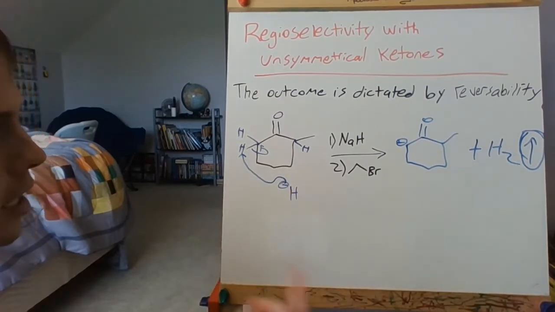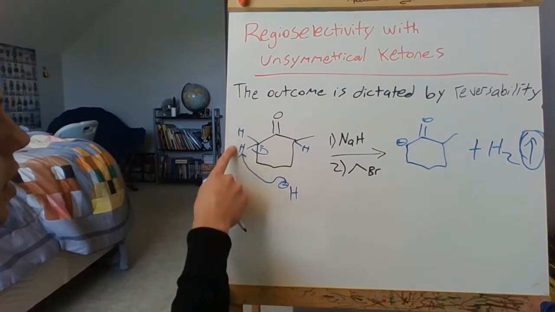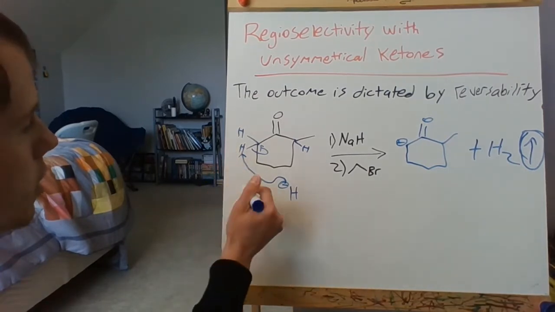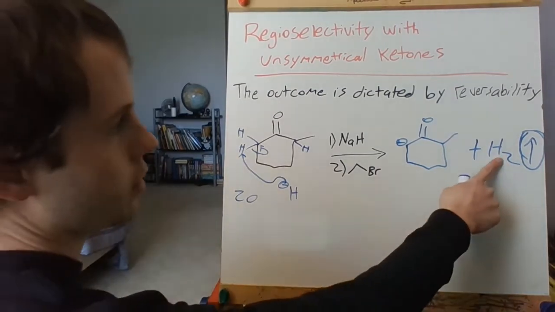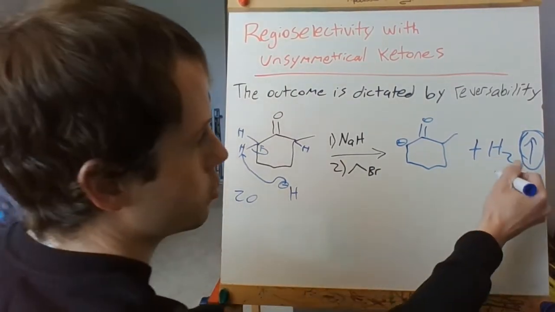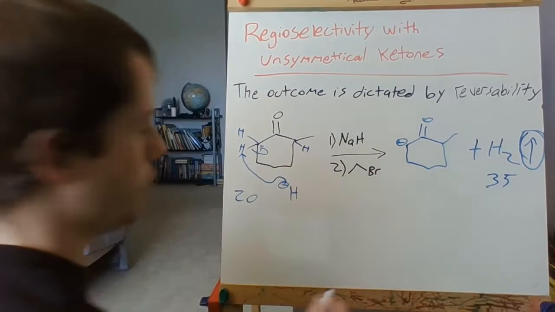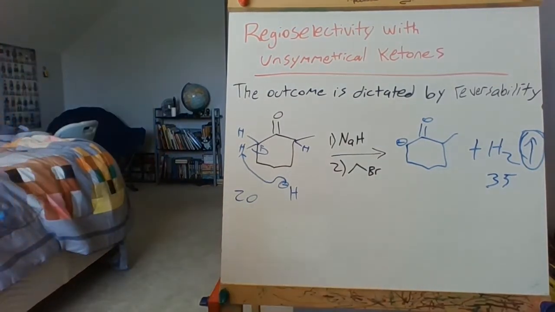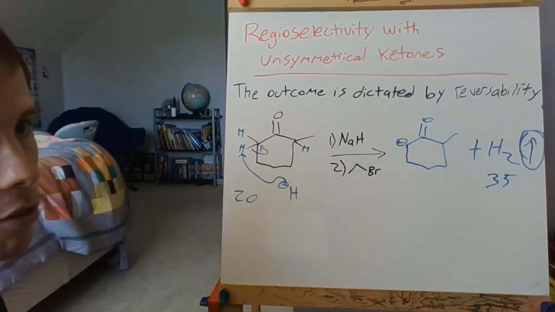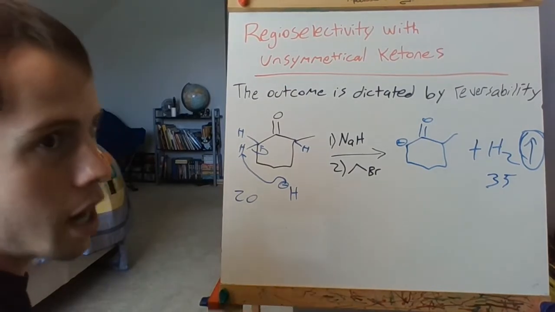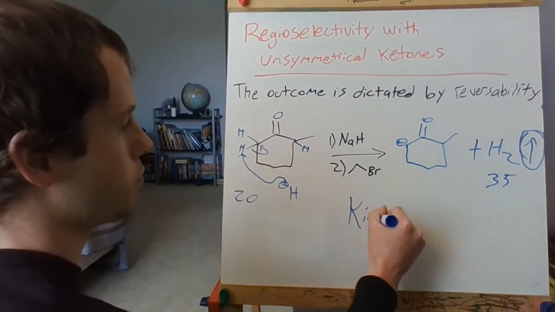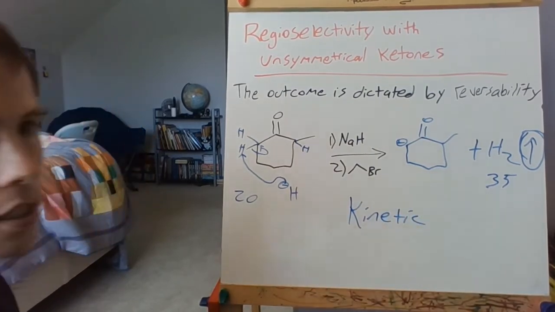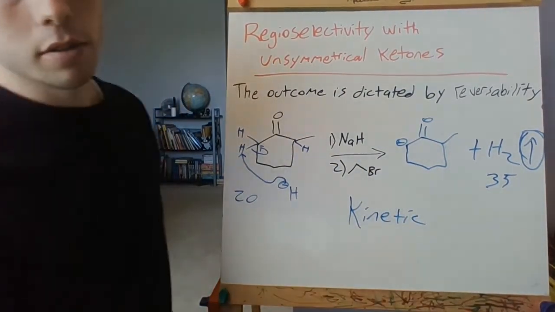And then secondly, think about pKa. The pKa of this hydrogen here is about 20 or so. And then the pKa of losing one of these hydrogens is about 35. And so we have a difference of 15 pKa units, which is very large. And so this is not reversible, therefore meaning we get the kinetic enolate leading to the kinetic product.